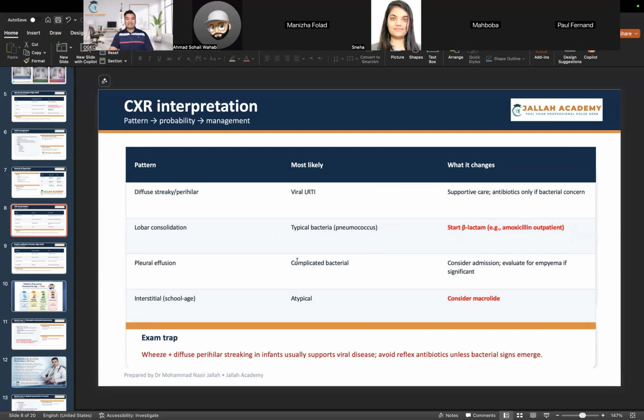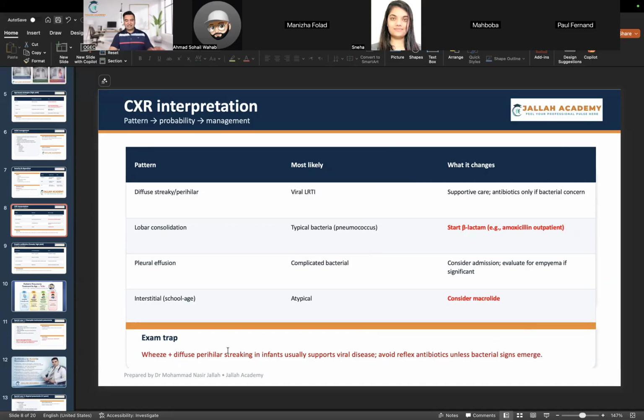Pleural effusion, it is complicated, again, you treat it as such. Interstitial, school age, it's atypical, consider macrolide. For atypical, we usually start azithromycin. So exam trap: wheeze plus diffuse perihilar streaks in an infant usually supports supportive treatment because it is viral disease. Avoid reflex antibiotic unless bacterial signs emerge.